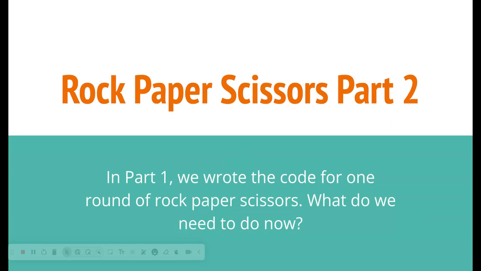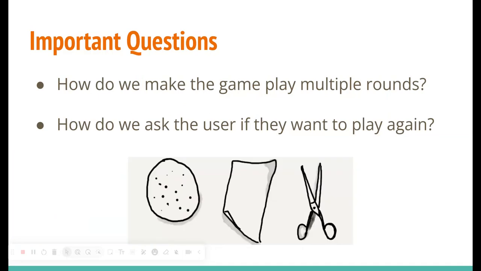So we're going to be doing Rock, Paper, Scissors Part 2. In Rock, Paper, Scissors Part 1, we wrote the code for one round of Rock, Paper, Scissors. But what do we still need to do now? Well, let's think about some important questions we still have unanswered. 1. How do we make the game play multiple rounds? And 2. How do we actually ask the user if they want to play another round? We'll be exploring these two questions in today's lesson.